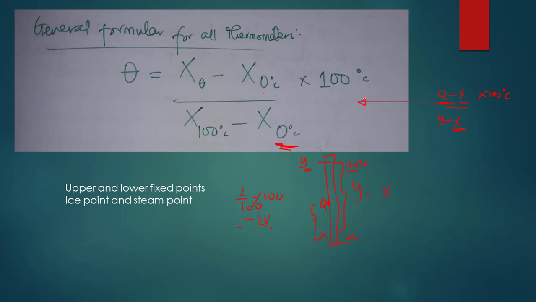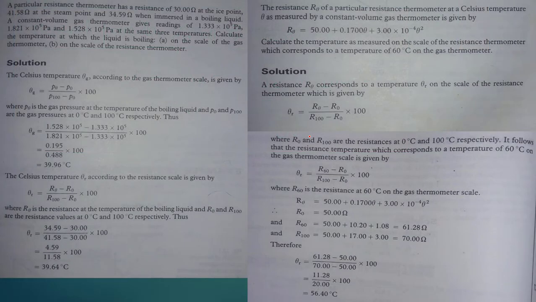So now we know why we need fixed points. Now we know what is ice point and what is steam point. We can go to applications of this general formula. So we have examples and we can therefore utilize our formula. So for instance, you have a particular resistance thermometer. In a resistance at 30 ohms at ice point. Ice point is 0 degrees centigrade. As we shall see better when you triple point, we shall see this.